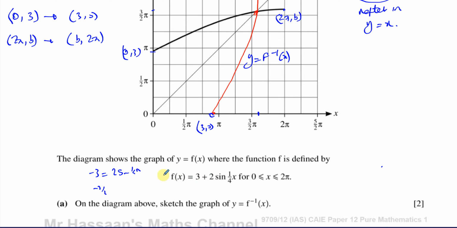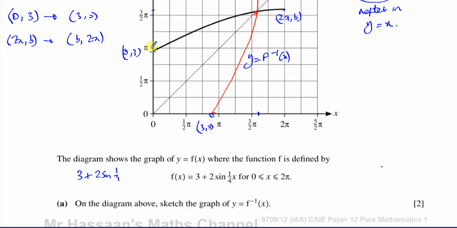Hold on, minus 3 over 2. Is that right? And f of x equals, sorry. Yeah, no, if we're finding this point here, we're going to put x equals 0. So you'll have 3 plus 2 sine of a quarter.